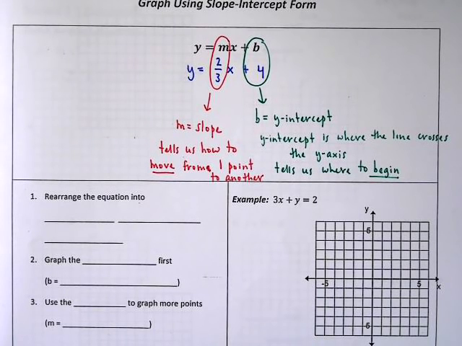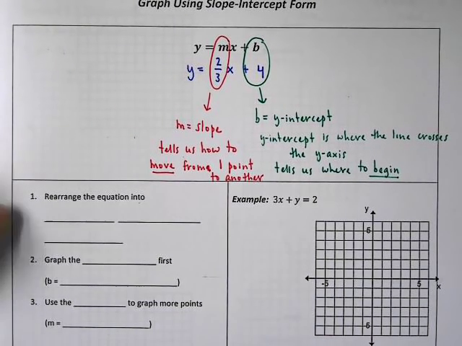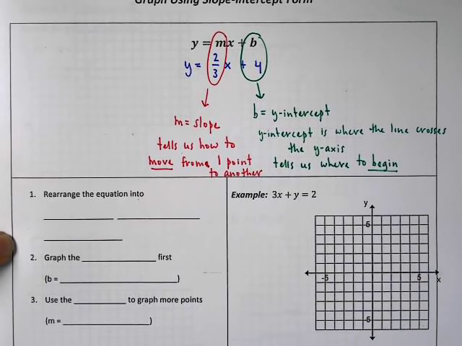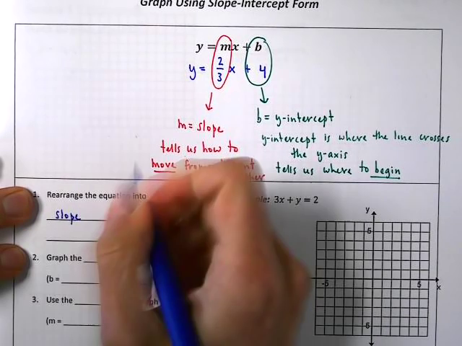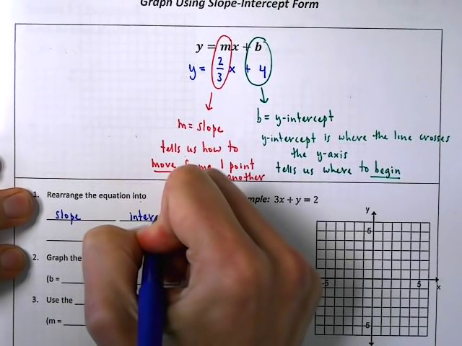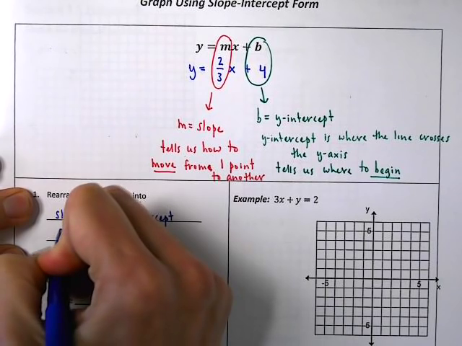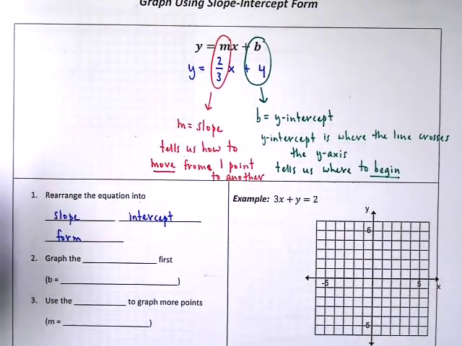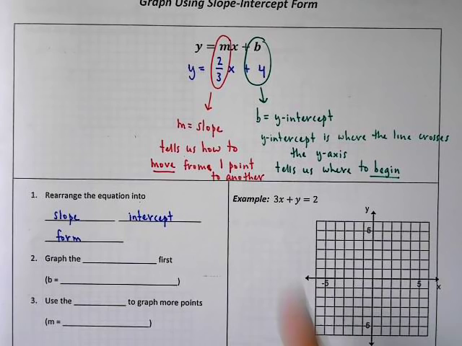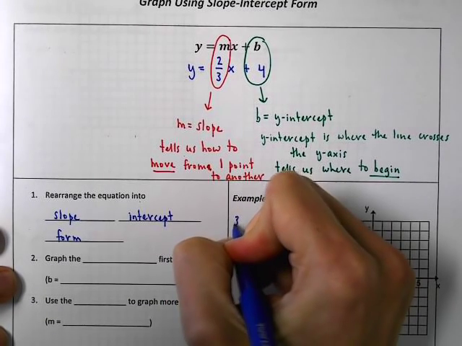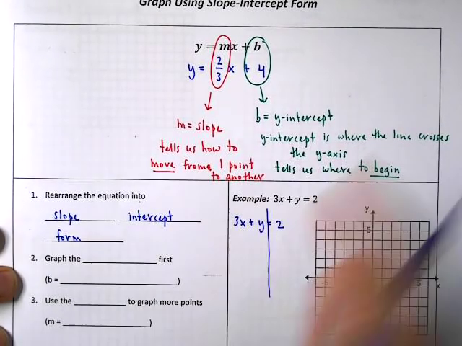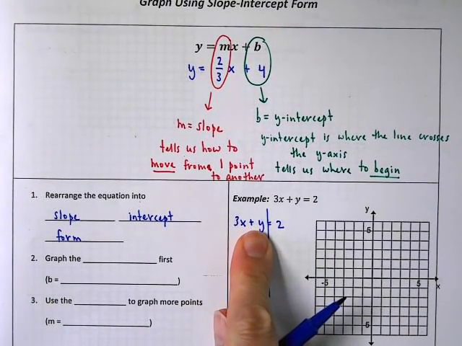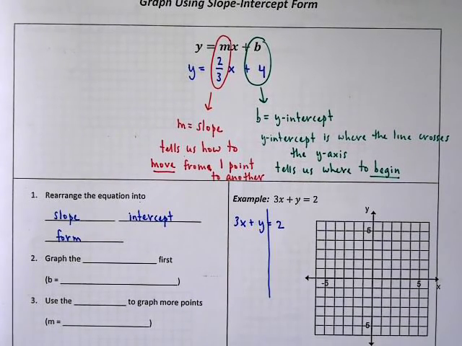So, when we're using slope-intercept form to graph, here's some general steps we're going to follow. The first thing we're going to do is rearrange our equation into slope-intercept form. And this is really the skill you guys were working on last week when we did that maze, if you can think back. So let's look at this example. Our equation here is 3x plus y equals 2. Now, I know that's not in slope-intercept form because the y is not by itself yet.